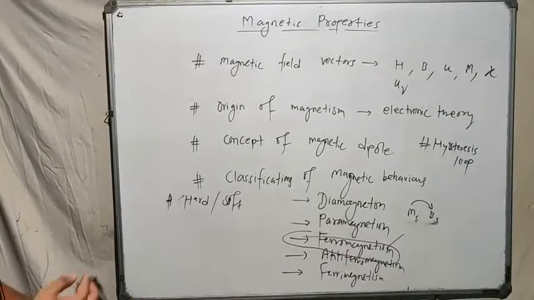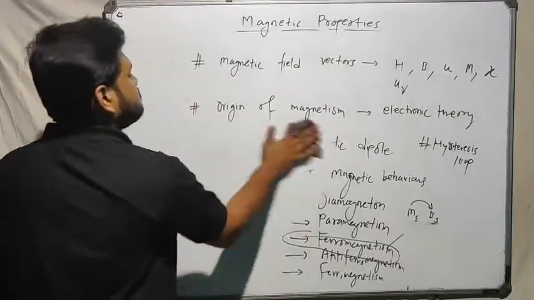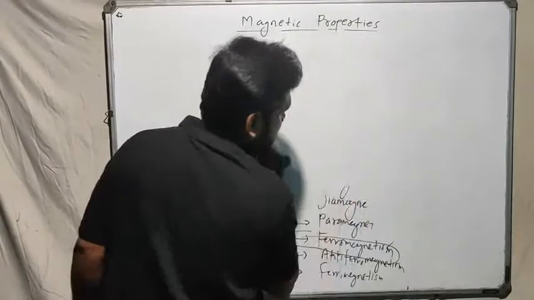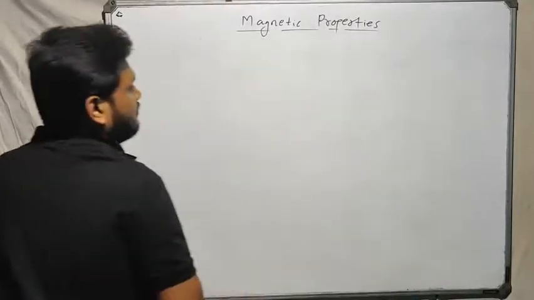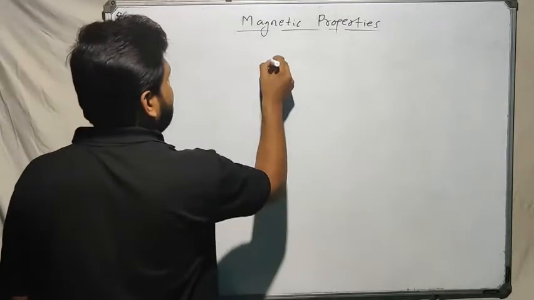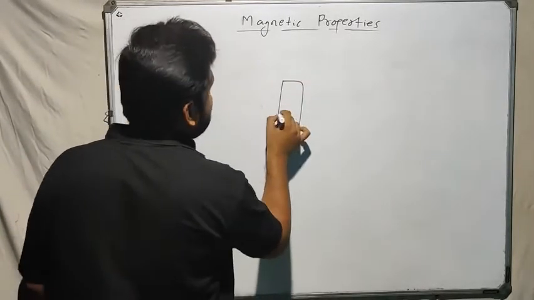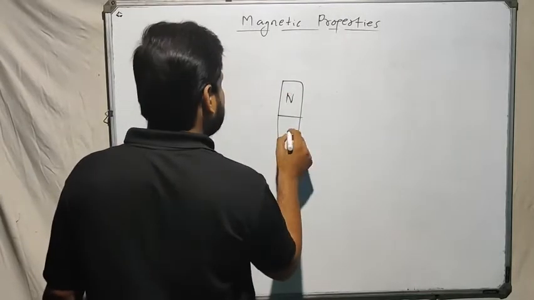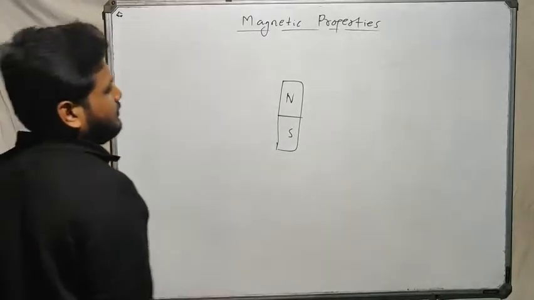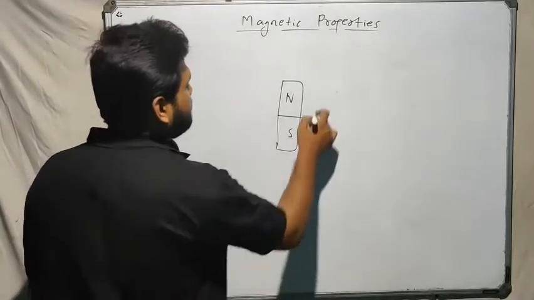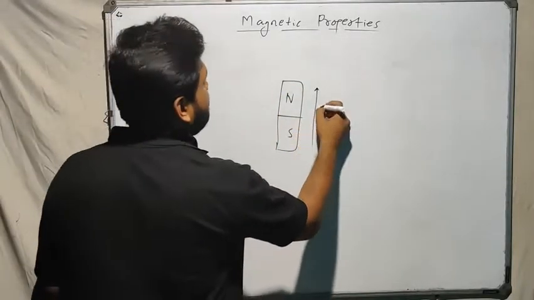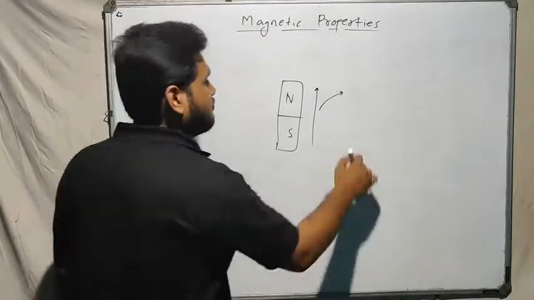To explain this, our whole chapter is based on the electronic theory, specifically the magnetic dipole. You might know what a bar magnet is. There are so many types of magnets, the simplest being the bar magnet, which has two poles: one is the north pole, another the south pole. The magnetic dipole moment is always represented from south to north, and in this whole chapter we will represent the magnetic dipole with an arrow. This is what your magnetic dipole is.